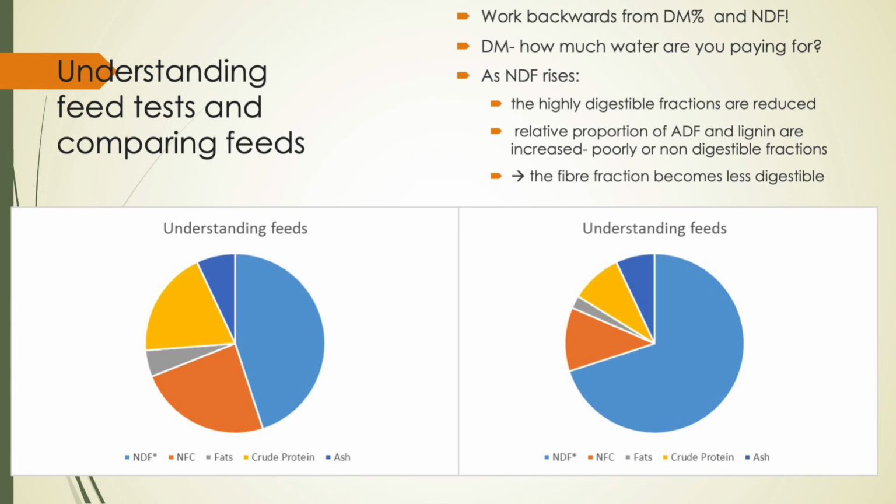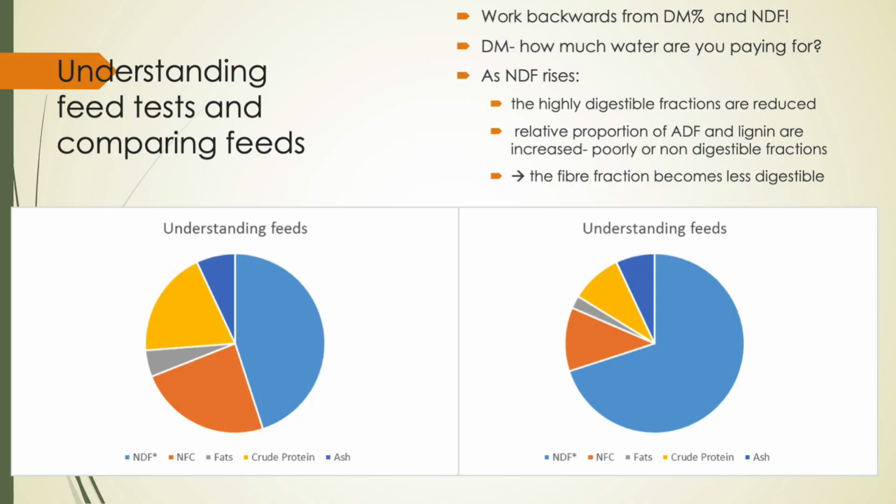If I've got a 45% NDF cereal hay and a 55% NDF cereal hay, I've got 10% more good stuff in one compared to the other. That's a really simple back of the envelope, or back of the brain, way of thinking about how to compare these two feeds. Because the other thing that happens is, as the NDF rises within a particular feed type, the fibre gets less digestible. So the NDF in a 50% NDF wheat hay is less digestible than the NDF in a 60% NDF hay.